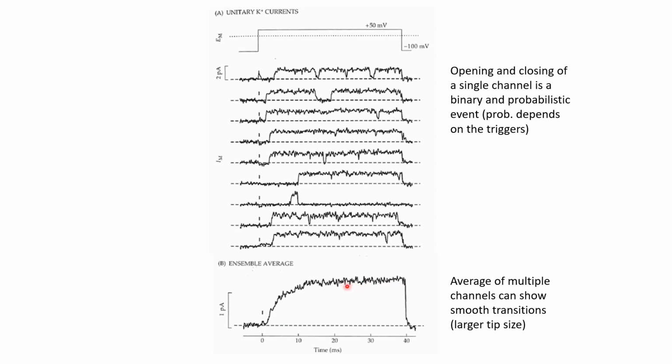We might get this kind of recording trace in the patch recording if we have a relatively larger tip size that includes multiple channels. But if the tip size is very small, so that only one channel is contained within the patch covered by the tip, then we will see a trace that is more like this, with binary levels.